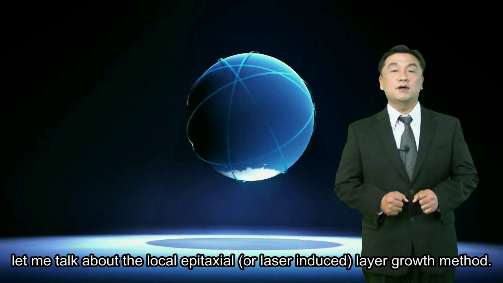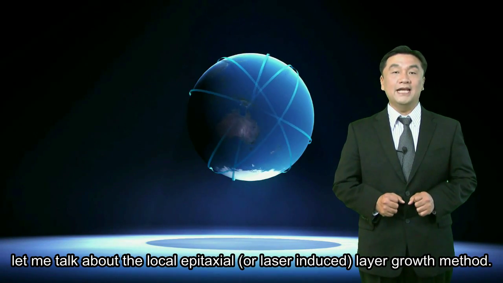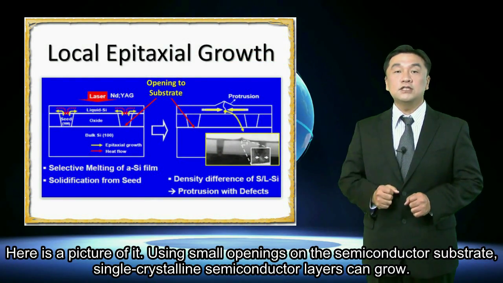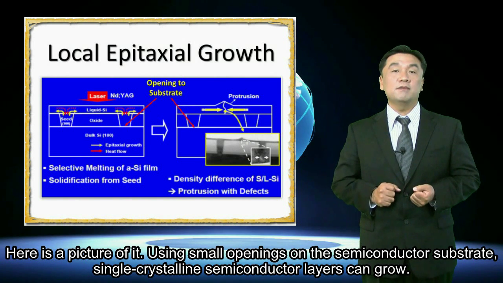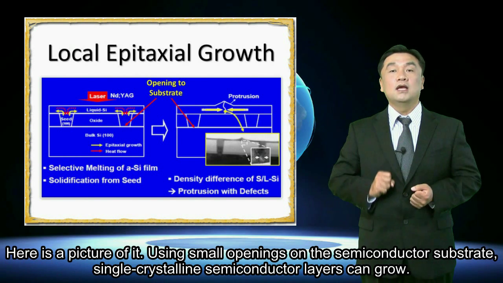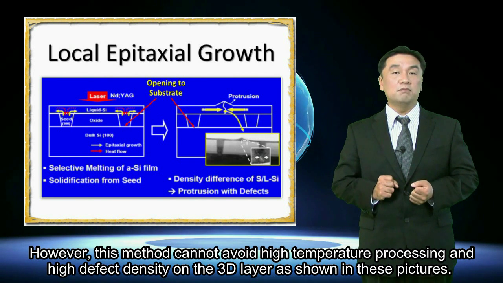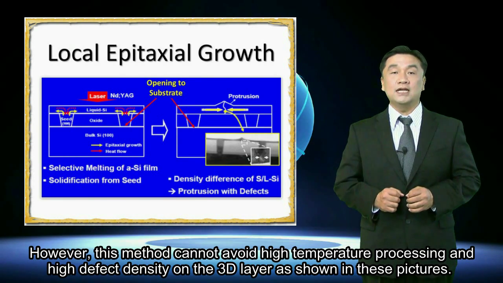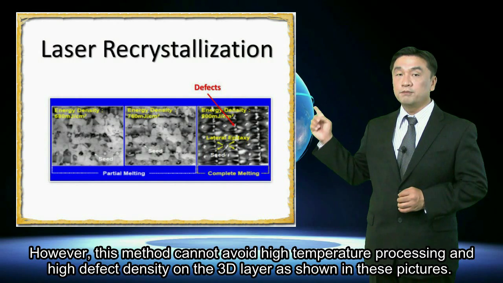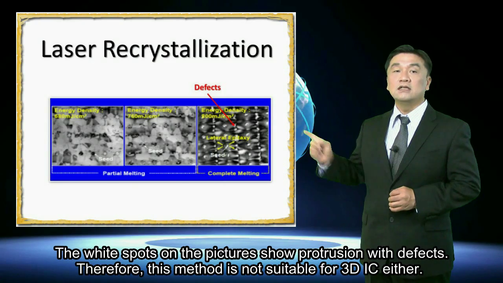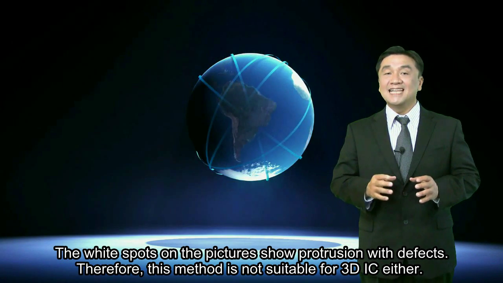Okay, let me talk about the local epitaxial or laser-induced layer growth method. Here is a picture of it. Using small openings on the semiconductor substrate, single crystalline semiconductor layers can grow. However, this method cannot avoid high temperature processing and high defect density on the 3D layer, as shown in these pictures. The white spots on this picture show protrusions with defects. Therefore, this method is not suitable for 3D IC either.